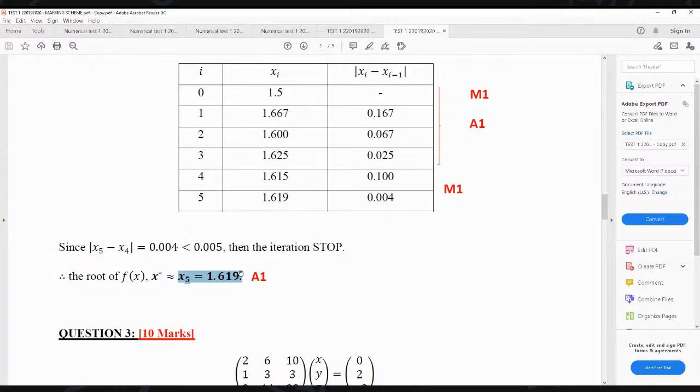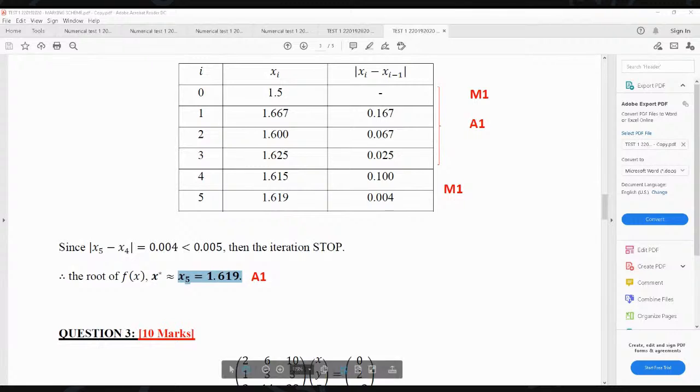Your answer is correct. So this is the way how we give a mark for the bisection method. The total marks now is 8: 4 for the justified, which is G, and the other 4 for the fixed point iterative method.